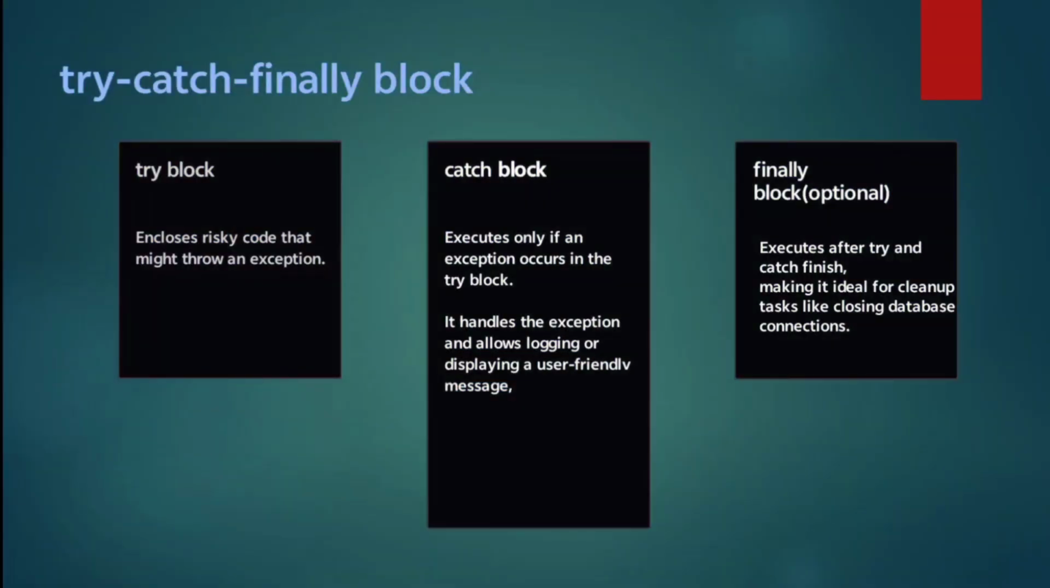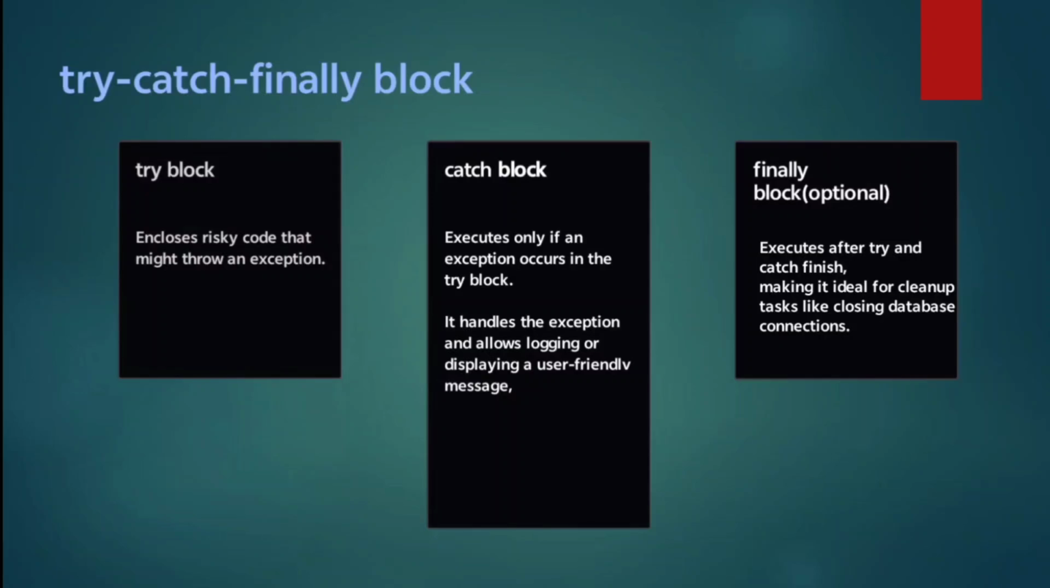Try block encloses the risky code that might fail or throw an exception. Example, dividing by zero, reading a missing file. Catch block contains the code that only gets executed if an error occurs inside the try block. It intercepts the error message so you can log it or display a user-friendly message.